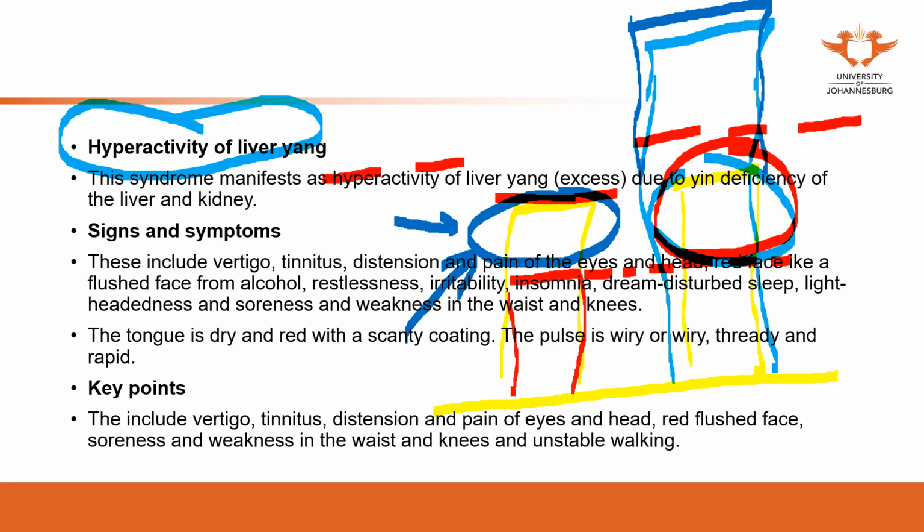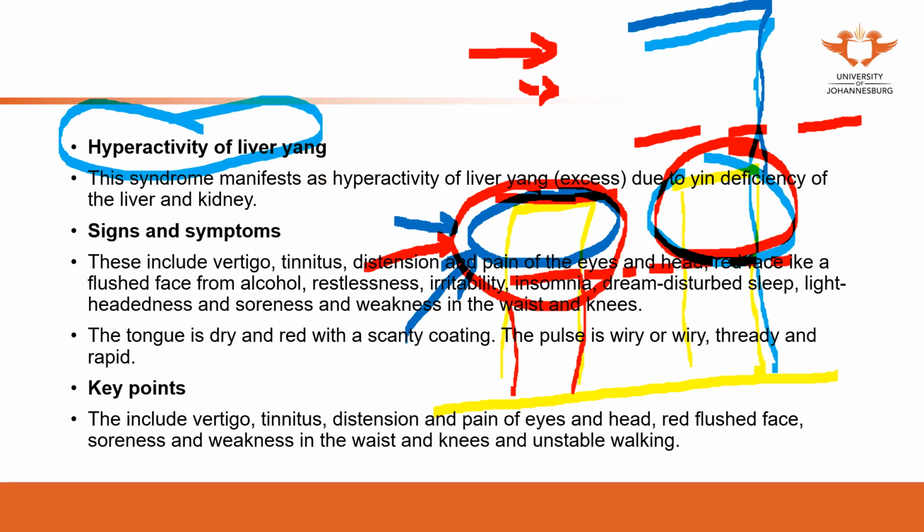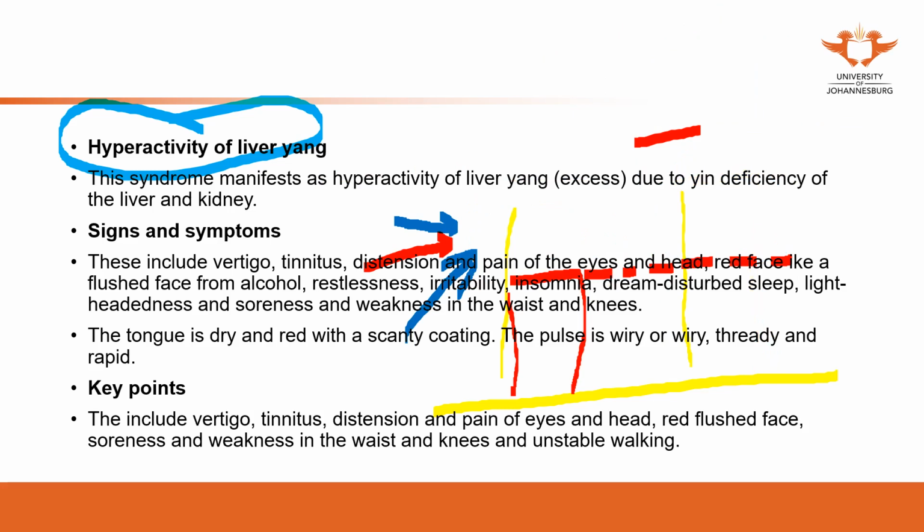We use herbal medicine to reduce the excess heat. You see, these two treatments are very different. One is to tonify the yin, one is to reduce the yang. This one is the deficiency syndrome. This one is the excess syndrome. So we need to distinguish this syndrome from the other excess syndrome.